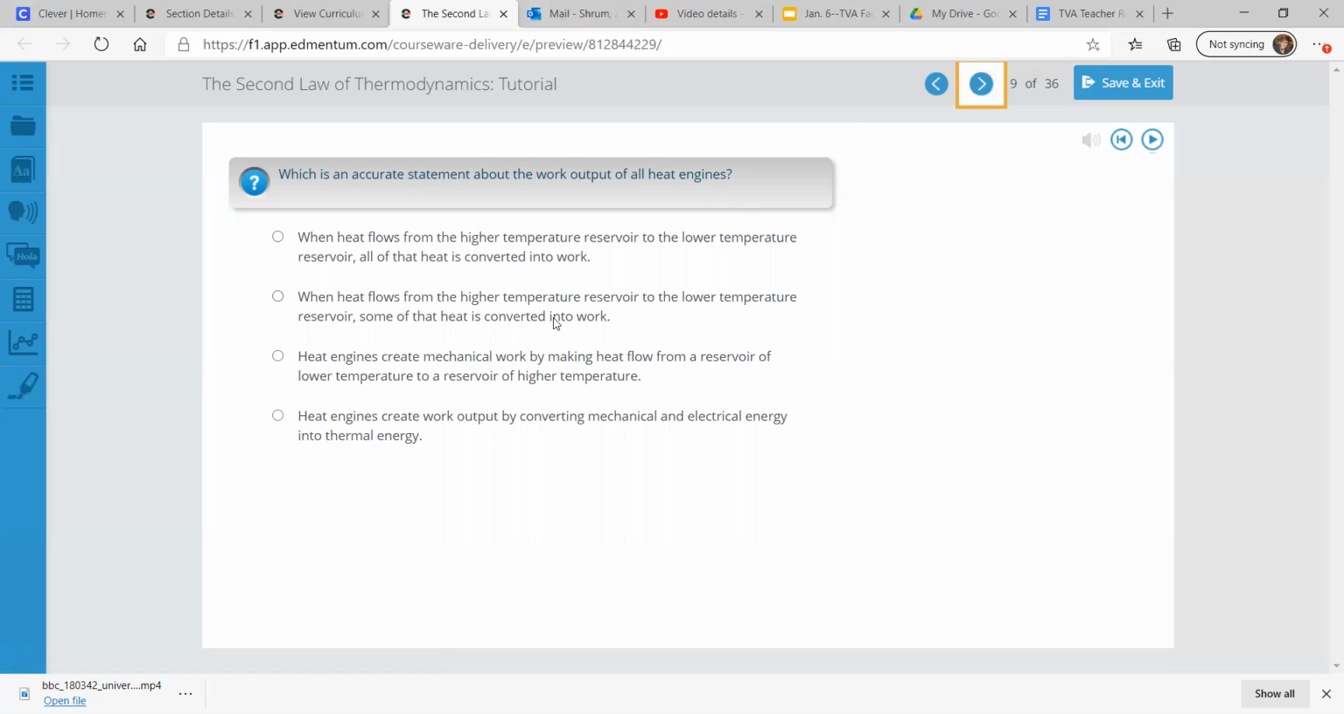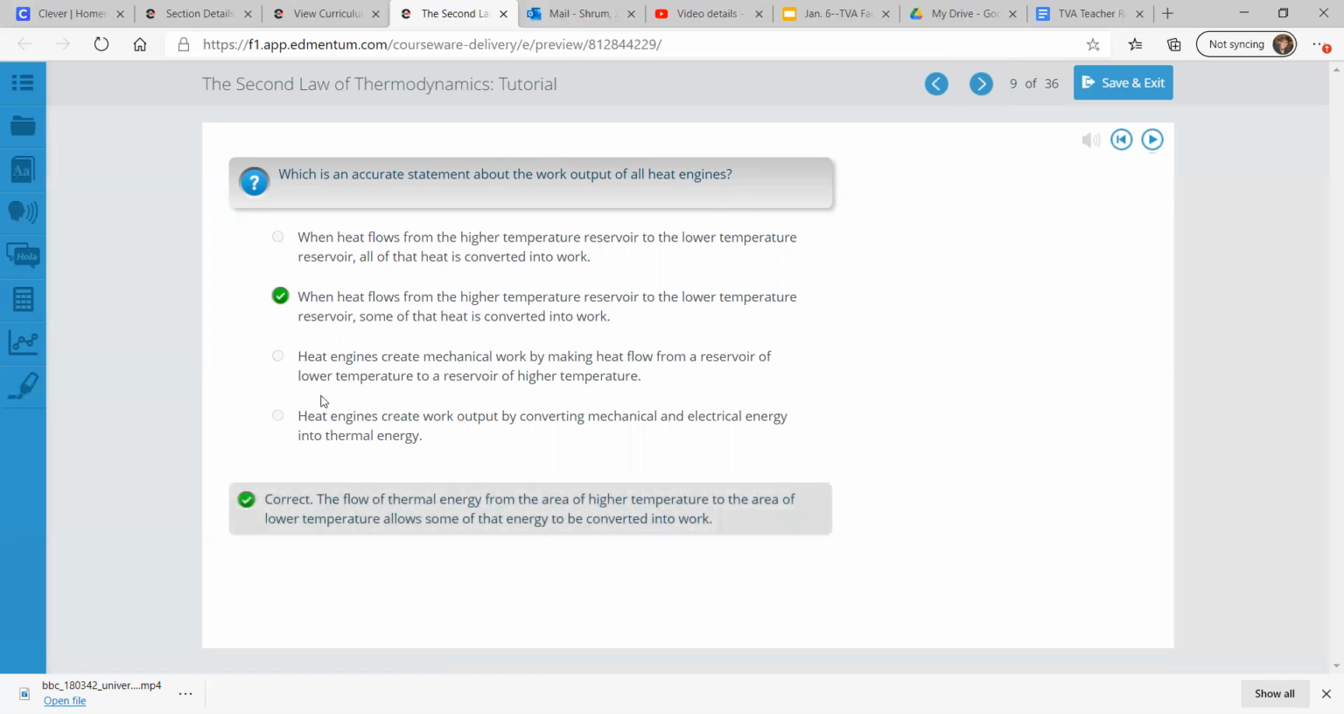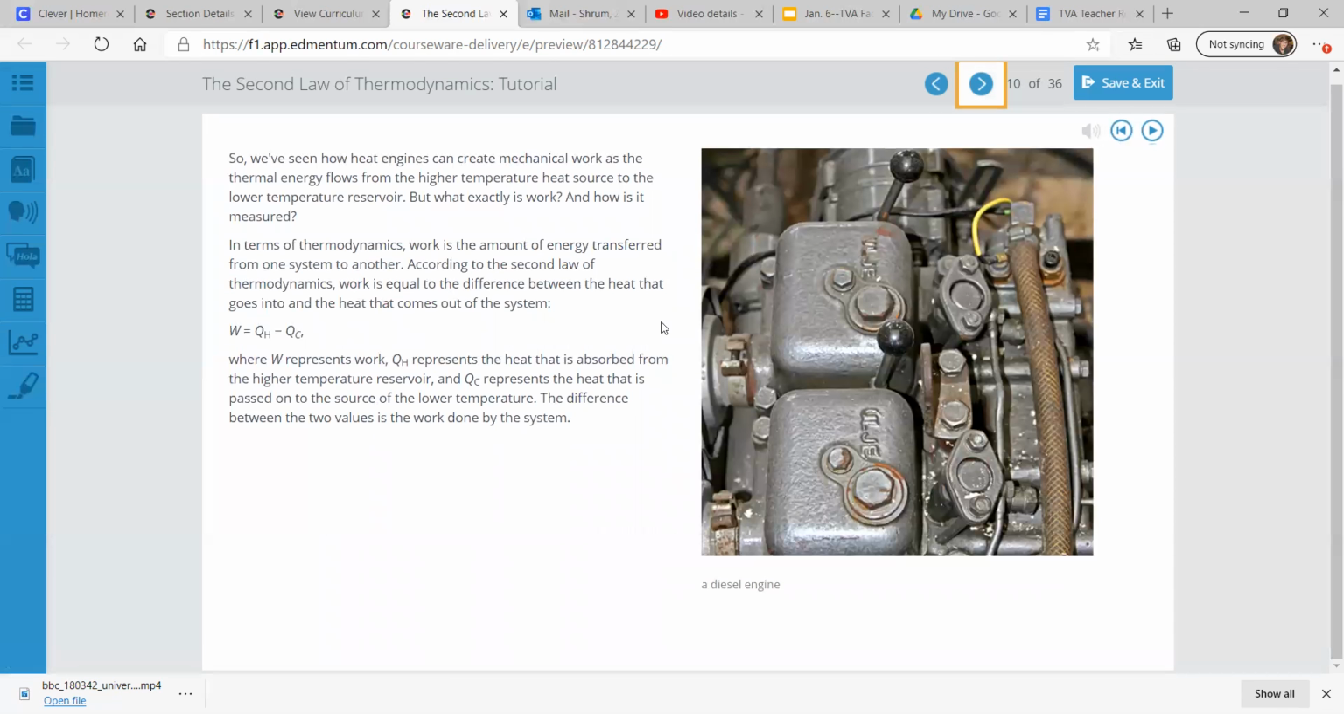All right, so which is an accurate statement about the work output of all heat engines? When the heat flows from a higher temperature reservoir to a lower temperature reservoir, some of that heat is converted into work. That is the correct answer.